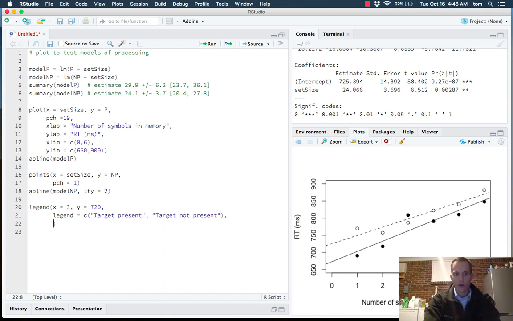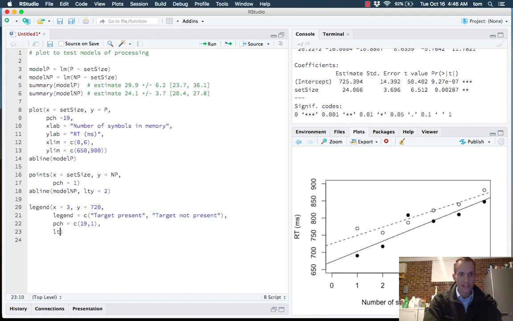Now, in that order, we then tell it what the PCHs are. So the PCHs are 19 and 1, respectively. Why not 119? Well, it all depends on what the first element of your legend is. Since the first element is target present, we want the PCH code, the solid dot that goes along with that, and that's PCH 19. And then the second element in our legend is target not present. We want the PCH of 1.